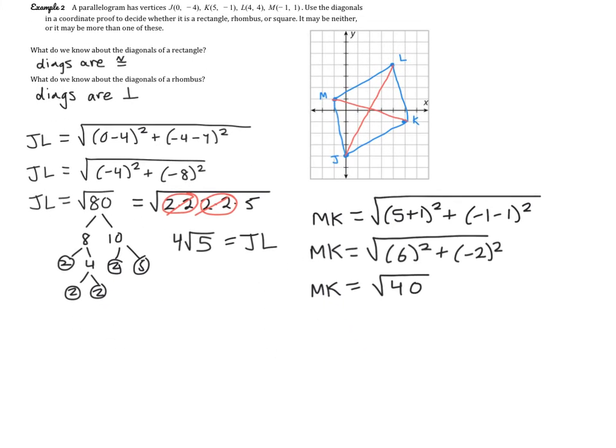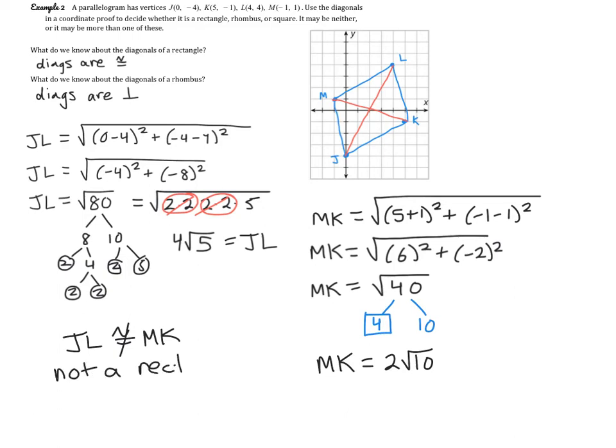So again, we can see that they're not congruent, but just for the extra practice, let's simplify this. Another way you can simplify square roots is by actually looking for prime numbers when you're factoring. So I know that 40 is 4 times 10, and I know that 4 is a perfect square. The square root of 4 is 2. So I can simplify it straight from there, and I could say it's 2 root 10. So we see that JL is not congruent to MK. So that means that we can conclude that this is not a rectangle.